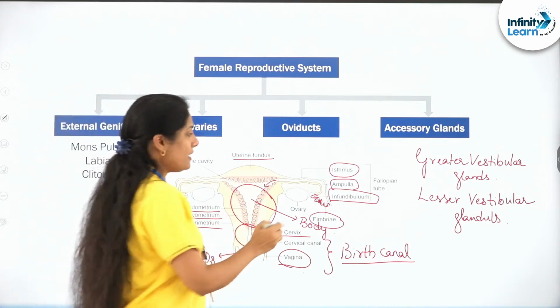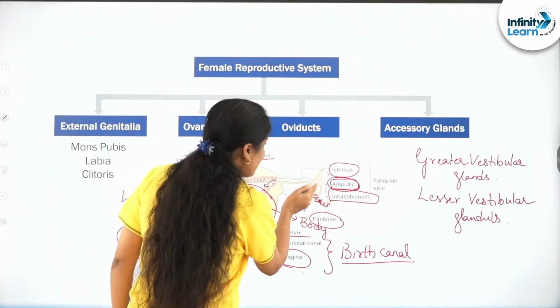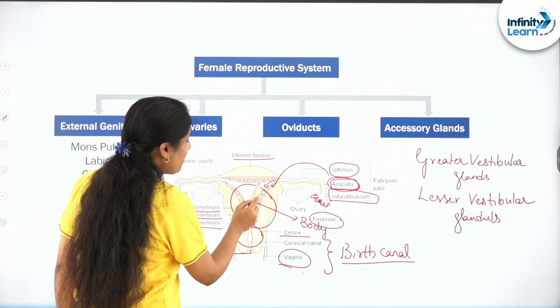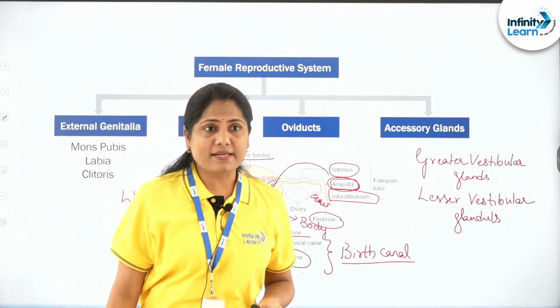Of course, the ampulla is where fertilization takes place. The zygote then travels back to deposit itself in this fundic region, right?